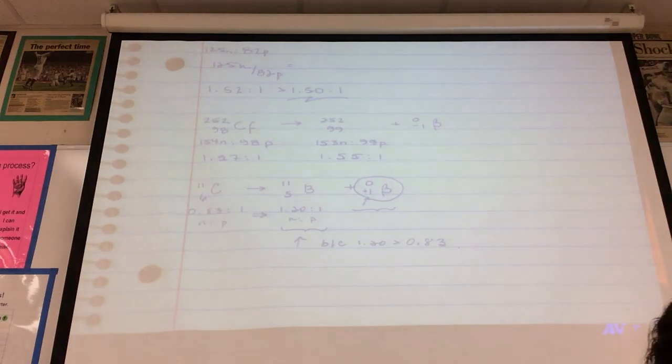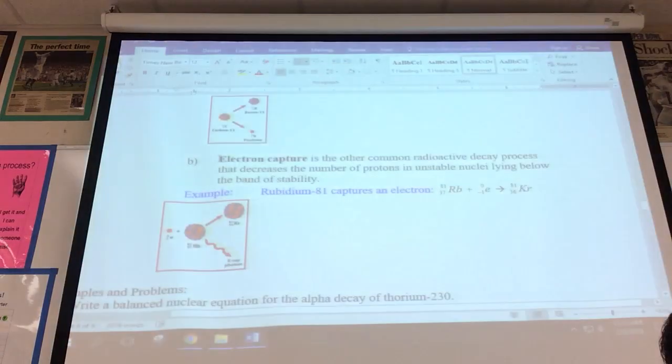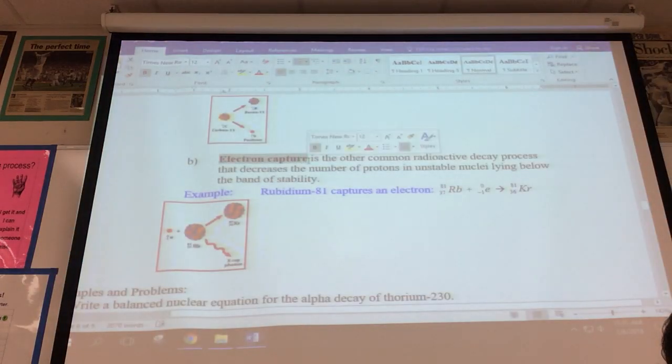Another way you can increase the neutron to proton ratio is to capture an electron, and it really has the same effect. Again, you're going to increase that neutron to proton ratio. So with electron capture, and again, when you capture something, you surround it. For example, rubidium-81 captures an electron.